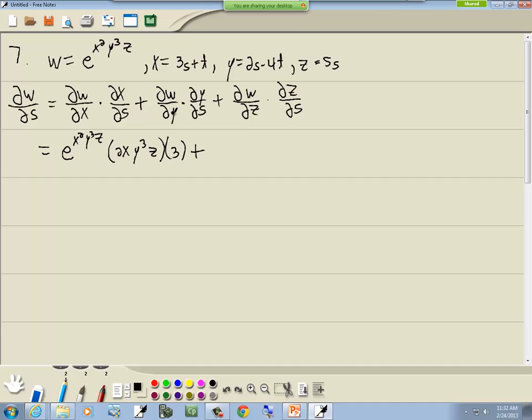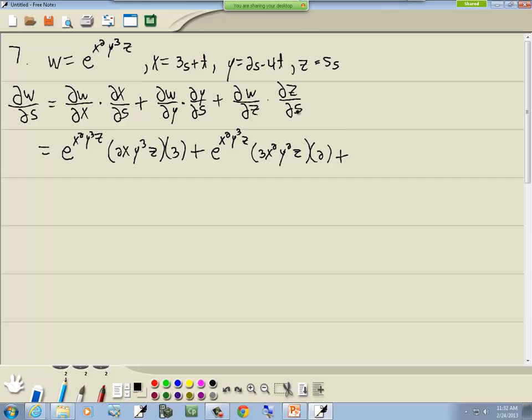plus the partial of w with respect to y. Well, the derivative of e to the power is e to the power. That doesn't change. Times the derivative of the power, the partial of it with respect to y. Well, the x squared and z are constants, and derivative of y to the third is 3y squared. So we're going to have 3x squared y squared z, times the partial of y with respect to s. Well, partial y with respect to s is 2.